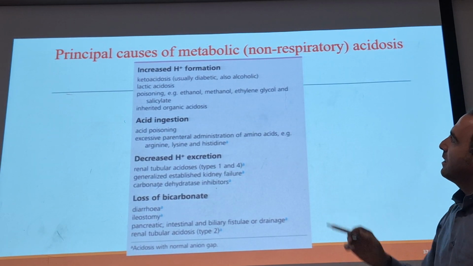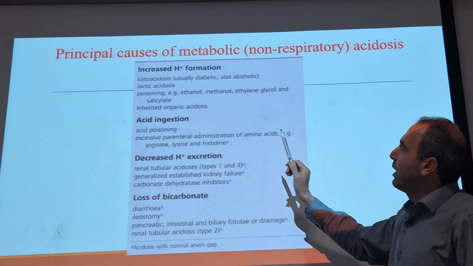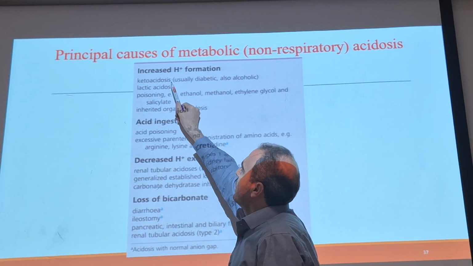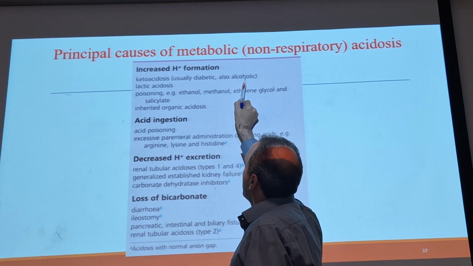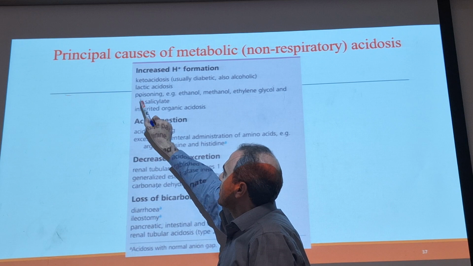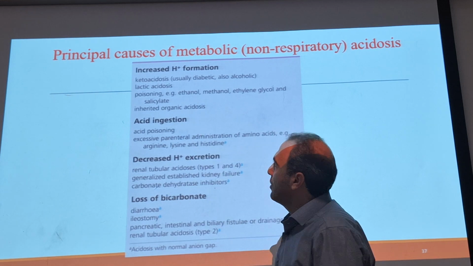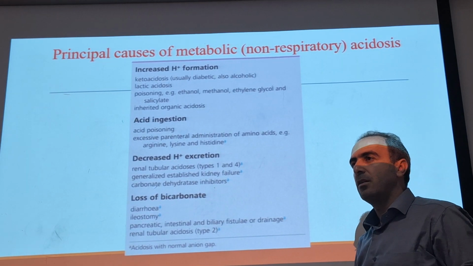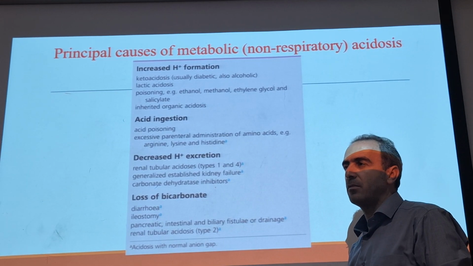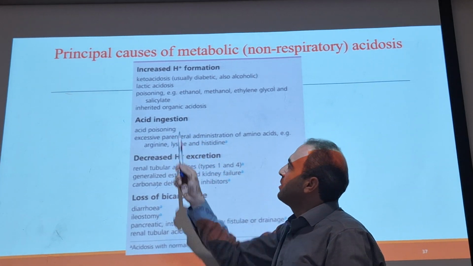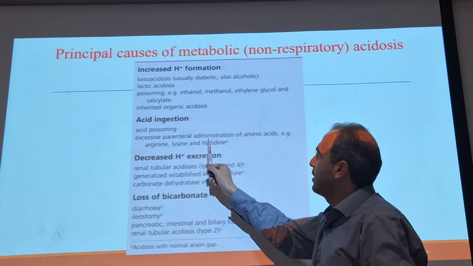So the main causes of metabolic or non-respiratory acidosis. One of them is ketoacidosis, or increased H positive formation. It's due to diabetes or alcohol, lactic acidosis, some poisons like ethanol, ethylene glycol, and salicylate, and inherited organic acidosis: methylmalonic acidosis, phenylketonuria, or other metabolic diseases you learn. Maybe acid ingestion we have. Excessive administration of amino acids, arginine, lysine, and PCB.